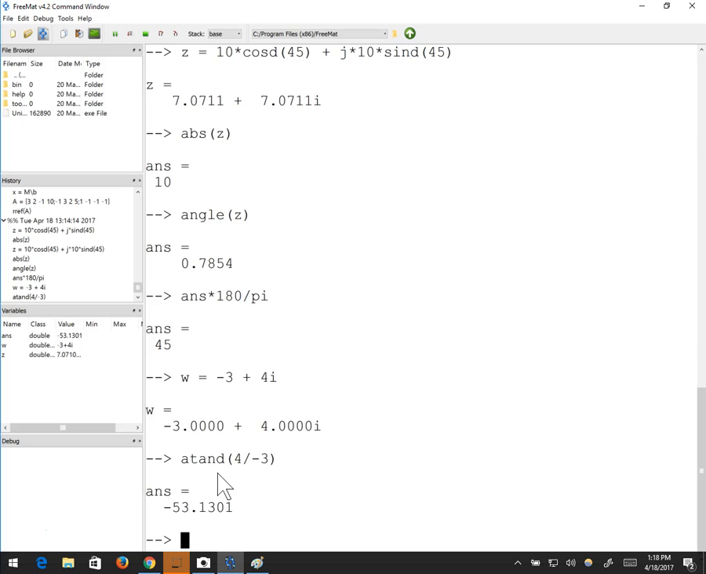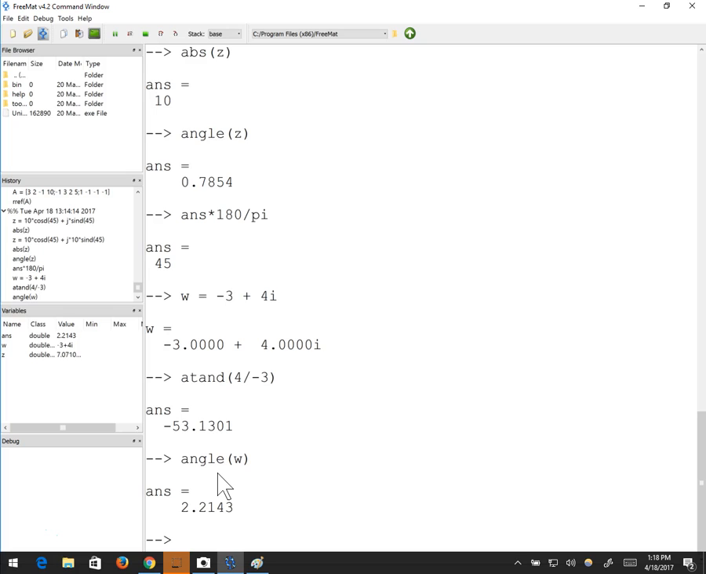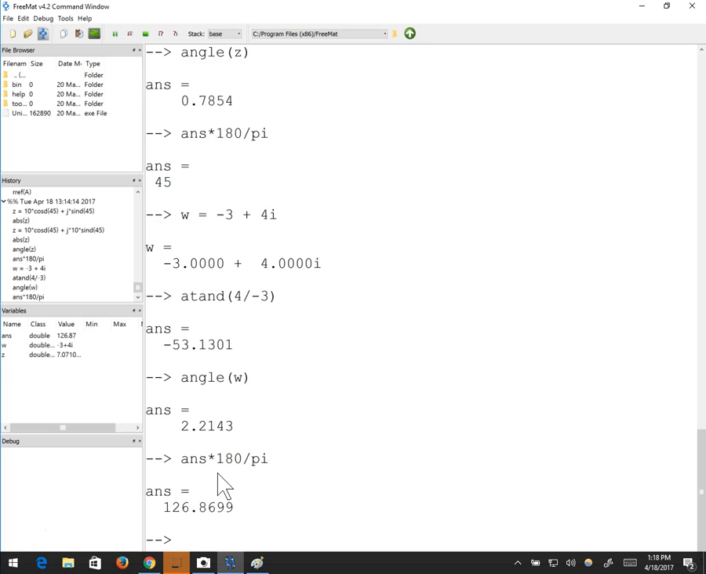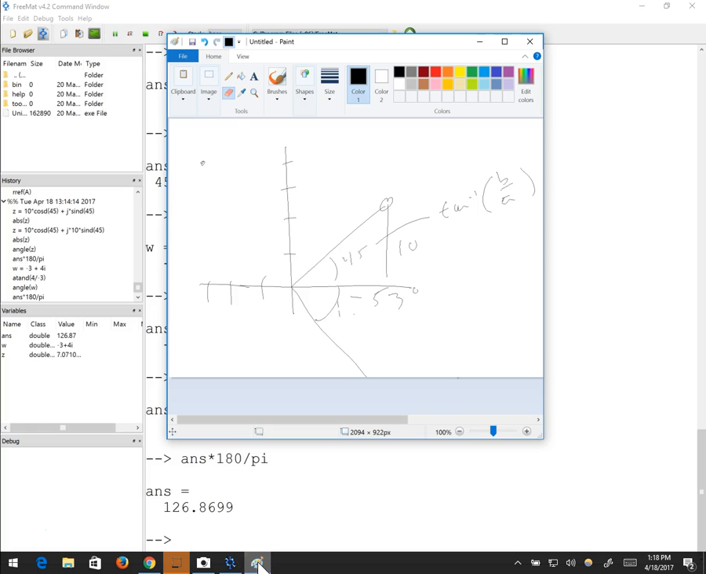The angle function actually works correctly. If you do the angle of W, it's going to say it's 2.214, right? You take that and multiply it times 180 over pi, and it's going to tell you that it's 126 degrees. That is the correct angle, right? It's obviously going to be more like that, because here's the number here, where this is -3, and this is 4. It's this angle here, which is about 126 degrees.